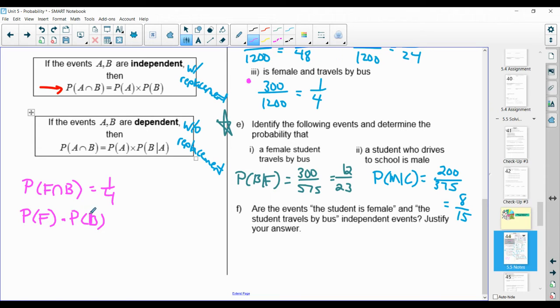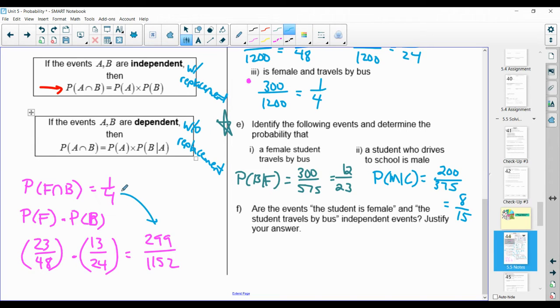Well, the probability of F, or the probability of being female, we have that again from before, is 23 out of 48, times the probability of someone taking the bus, which is 13 out of 24. And if we multiply that out, we're going to get 299 over 1152. These are not the same. And since they're not the same, it does not meet the criteria for independent. So these are not equal. So not independent. In other words, they're dependent.